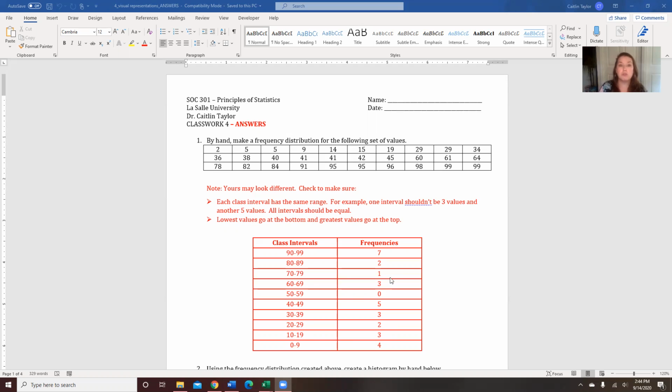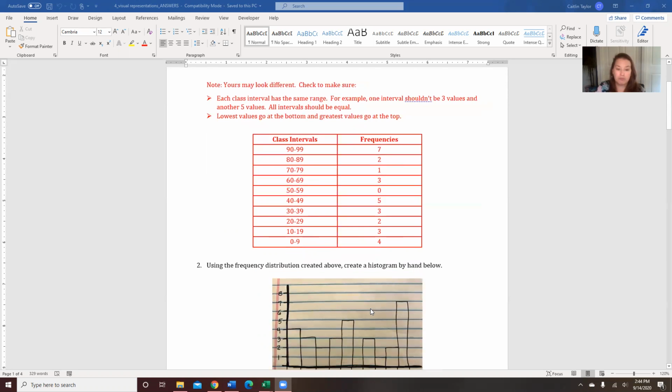Again, it's okay if you use different ranges. Just make sure that all ranges are equal, all class intervals are equal, and that your lowest values are at the bottom, your greatest values are at the top, and you're appropriately counting up the frequencies for each category.